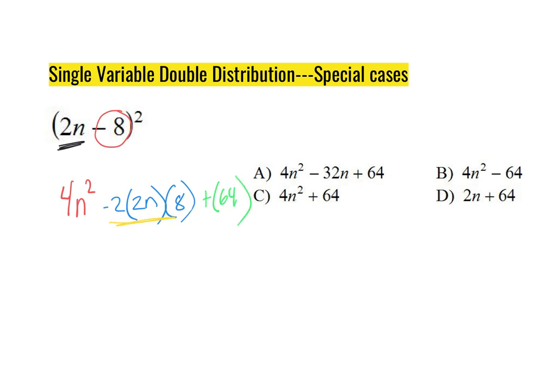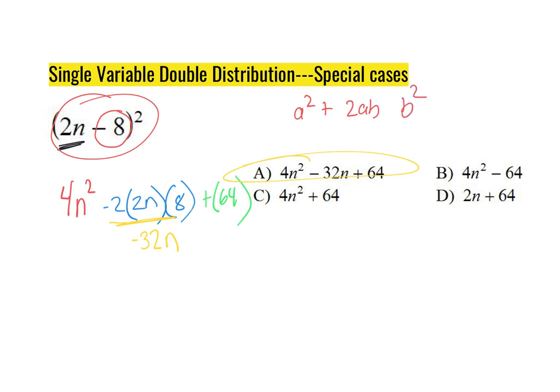So when I combine these, negative 2 times 2 is negative 4. Negative 4 times 8 is negative 32n. So the correct answer would be A. And then just using your process of elimination, you could have actually answered this question without even filling out the form, because you know this type of special case is going to give you 3 terms. You're going to have that a squared term, that 2ab term, and then that b squared term. These others are just 2 terms, so these would all be incorrect.